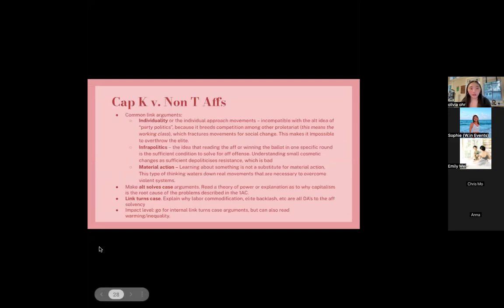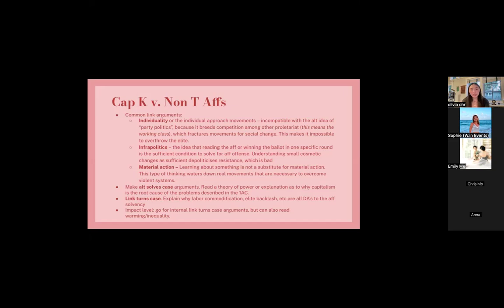Some common link arguments: first, the premise of individuality or the individual approach to movements. This is incompatible with the alt's idea of party politics because it breeds competition among the proletariat. I probably should have defined this before, but the proletariat is the working class. This fractures movements for social change because it makes it impossible to overthrow the elite if everything is fragmented and people are not working together and instead are working in very individual ways. So against specific identity politics affs that center the debate on individual experiences, this is a link argument that you could read.